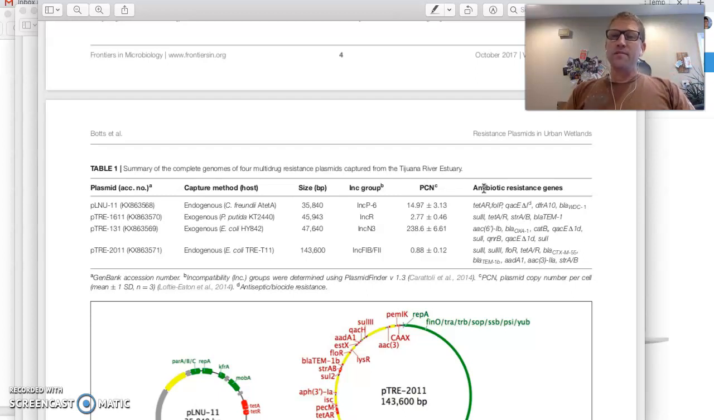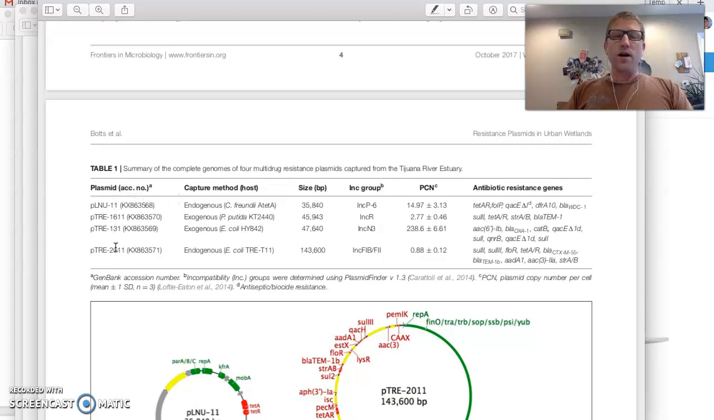And then this antibiotic resistance genes column really highlights what the authors felt was possibly most important in this whole paper, because the whole paper is all about these resistance plasmids being found out in nature in a wetland as opposed to in the clinic in an infection. And so they went out of their way to actually list which resistance genes were found on each of these 4 plasmids. There are some footnotes, and so we'll look at the footnotes as we come across them.